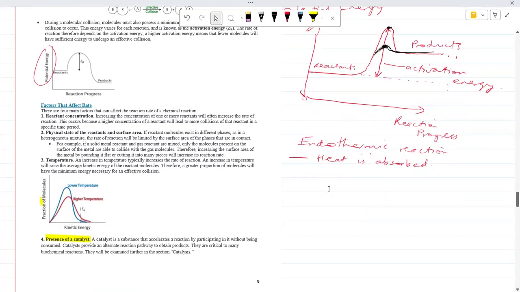So in a nutshell, this is what chemical reaction is all about, and the factors that affect the rate of chemical reactions. I'll see you in the next video to talk more about chemical reactions and other factors that can change what we call a chemical equilibrium.